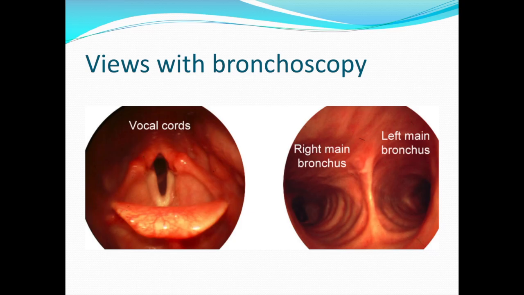If you go through the vocal cords using your bronchoscope, you can then see the image on the right-hand side of this picture, which is an image of the carina. Here you can see the right and the left main bronchus. You are then able to go down either of these bronchi to look at the bronchioles and either take a sample or visualize or have a therapeutic effect on the area of the lung that you need to go to.